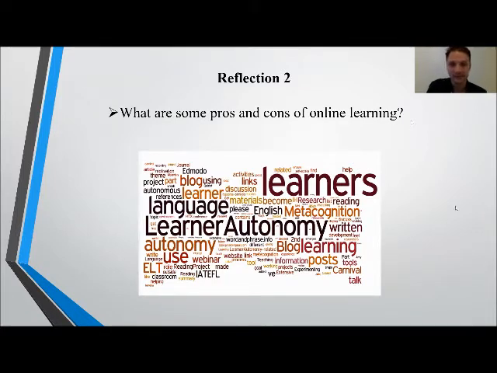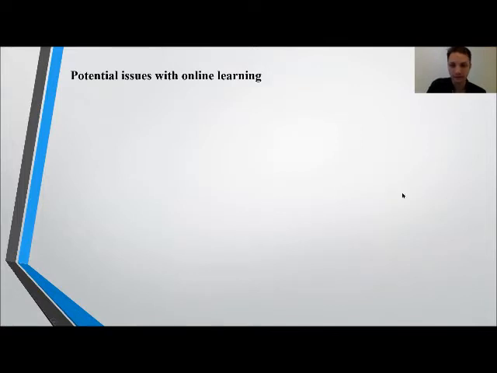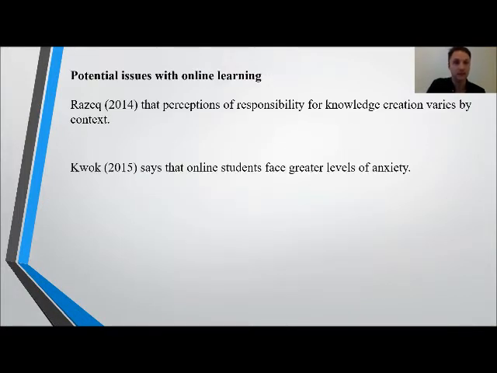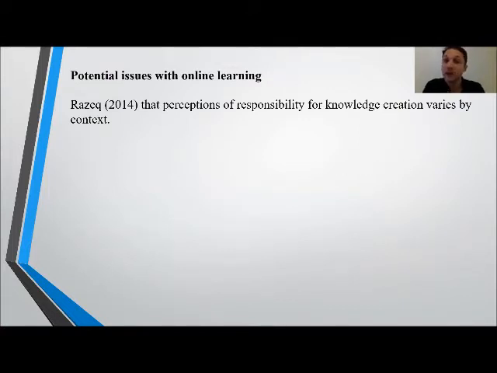So just to go a little further, some potential issues. Perceptions of responsibility for knowledge creation varies by context. So in some contexts, you know, students want the teacher to really be hands-on, guide them, and to transmit the knowledge that they have. They're paying to learn, so they think it's a teacher's responsibility. So it's good to be mindful of that.